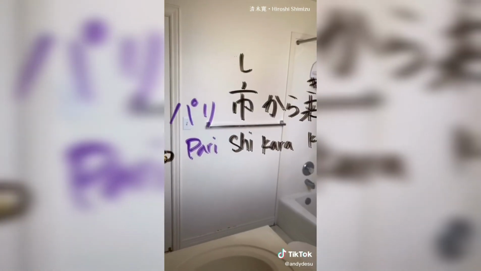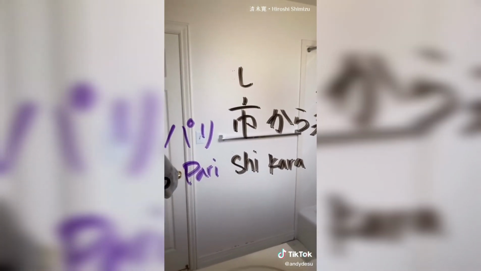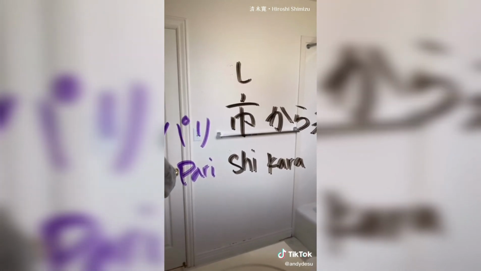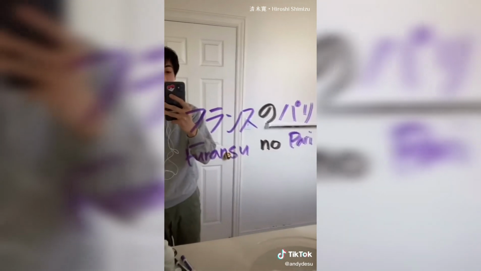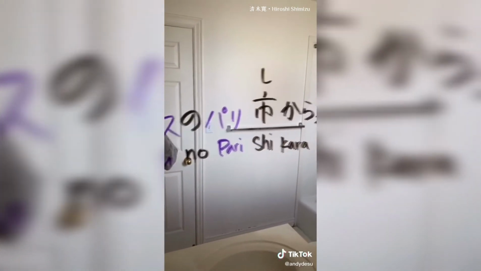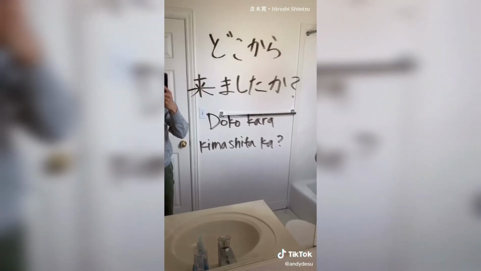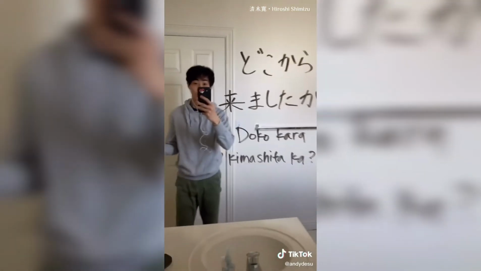If you want to say what city you're from, you can replace shu with shi, which means city. So for example, if you're from Paris, France, you can say Furansu no Pari shi kara kimashita. Doko kara kimashita ka? Where are you from?